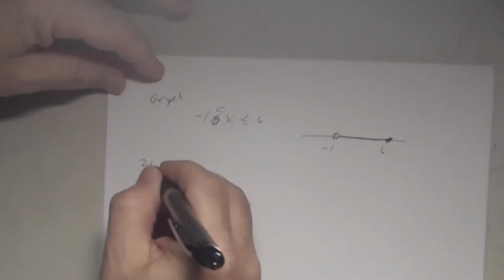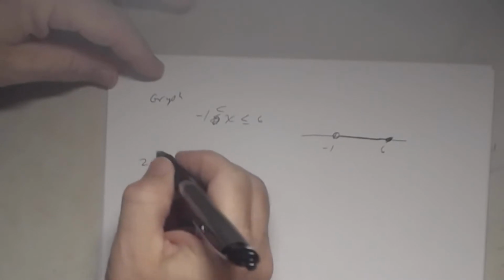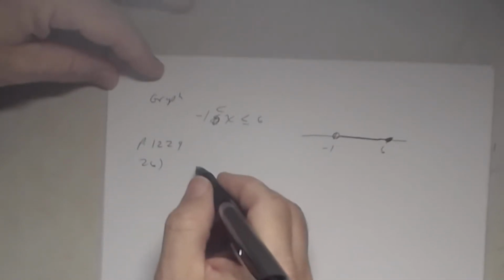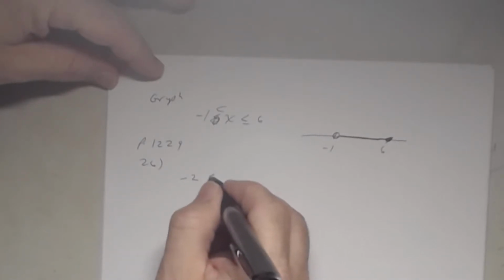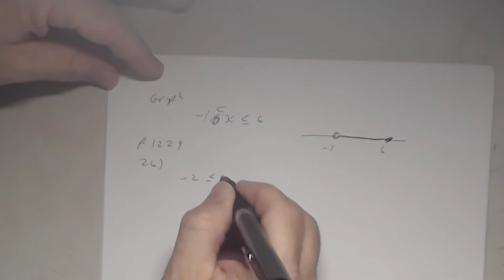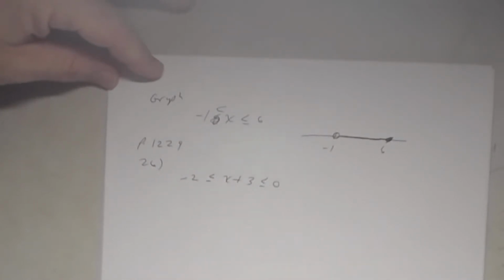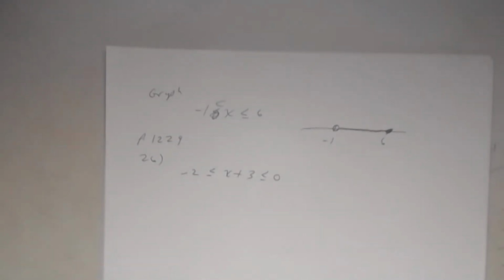So this is number 26. That's on page 1209. All right. So you have negative 2 is less than or equal to x plus 3 is less than or equal to 0. So you want to find the solutions to this compound inequality.